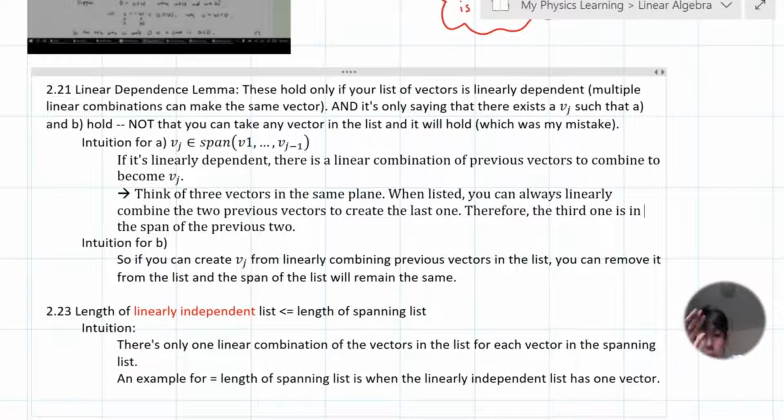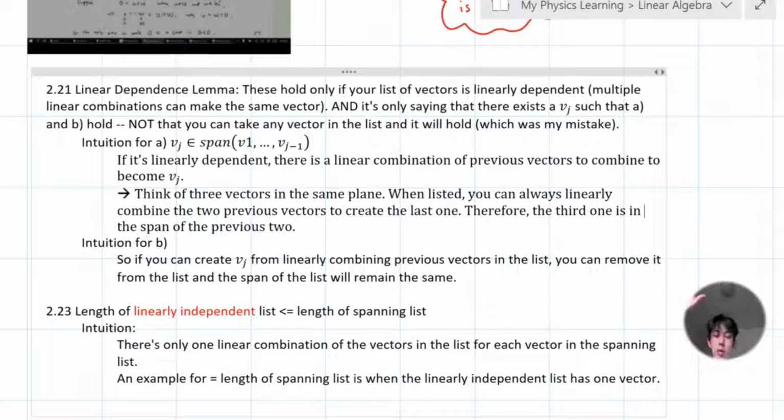The intuition for part B now. If you can create Vj from linearly combining previous vectors in the list, you can remove it from the list and the span will remain the same. Does that click, or is it a bunch of words? Okay, when I read it, it is a bunch of words, but the idea is extremely simple.